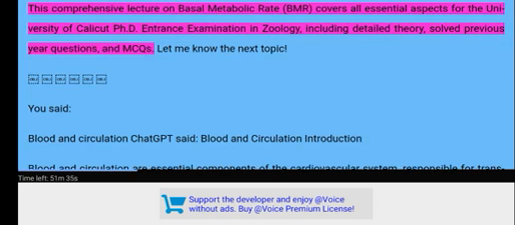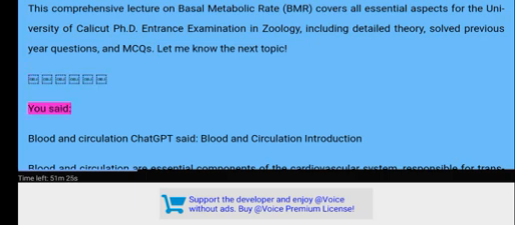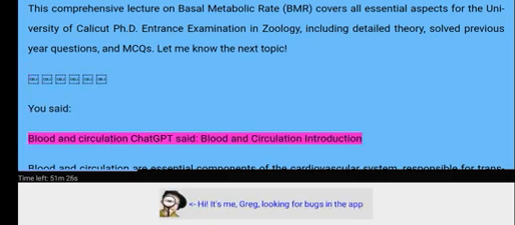This comprehensive lecture on basal metabolic rate (BMR) covers all essential aspects for the University of Calicut PhD entrance examination in zoology, including detailed theory, solved previous year questions, and MCQs. Let me know the next topic. You said: Blood and circulation. ChatGPT said: Blood and circulation, introduction.